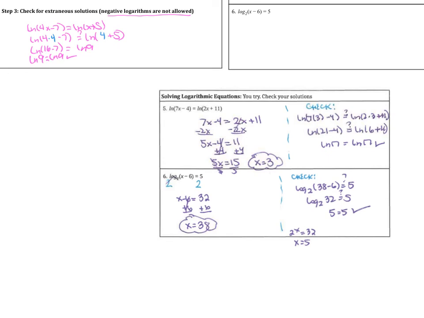For number 6, you don't have logs on both sides. To get rid of it, you exponentiate both sides with the base of 2. Notice I did that here with a base of 2, then that cancels out this log base 2 here. And now it's just x minus 6 equals 2 to the 5th power, and 2 to the 5th power is 32. Then you solve for x, add 6 to both sides, and you get x equals 38. Then you plug it in here, and you do find that it is true, 5 equals 5.